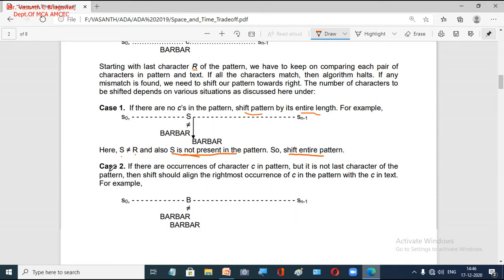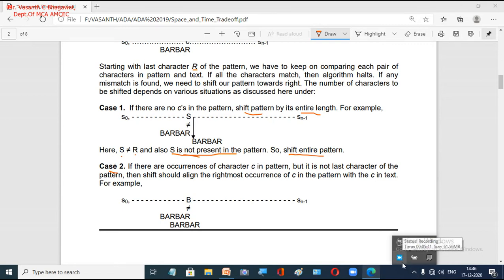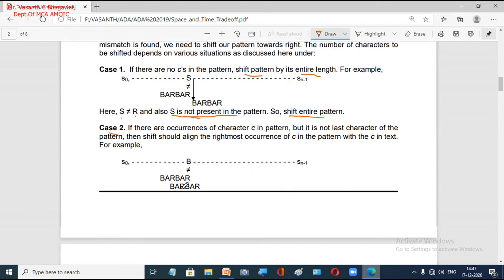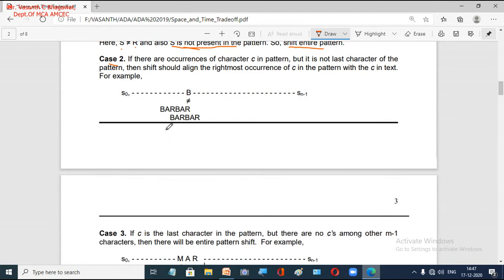Clear? Now what is our second case? In the second case, if there is an occurrence of character C in the pattern, but it is not the last character of the pattern, then the shift should align the rightmost occurrence of C in the pattern with C in the text. Clear?